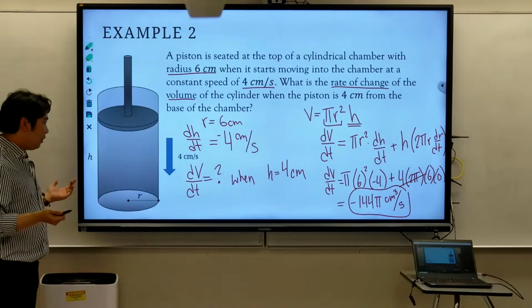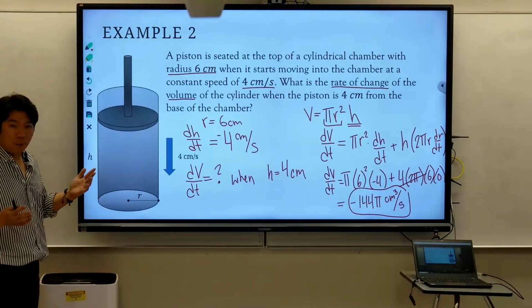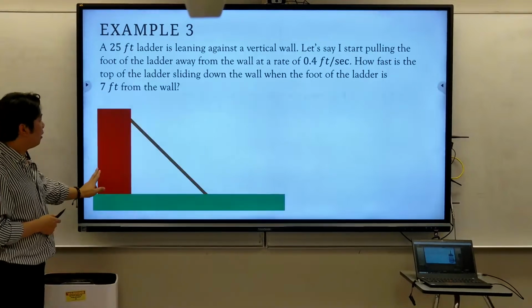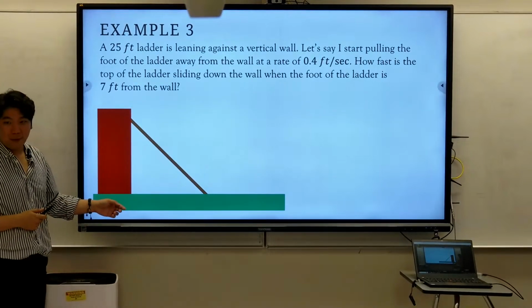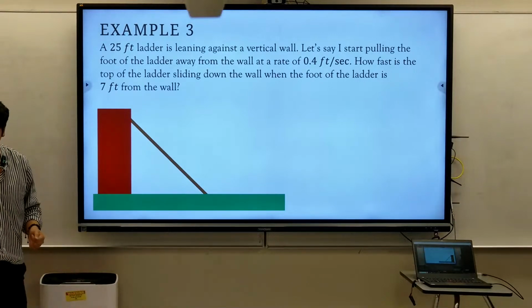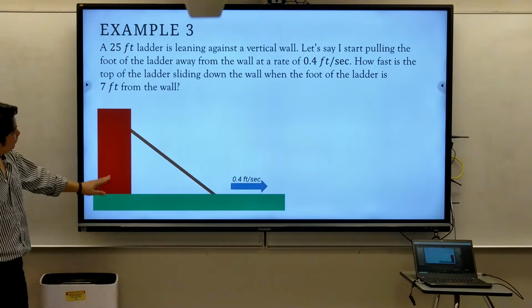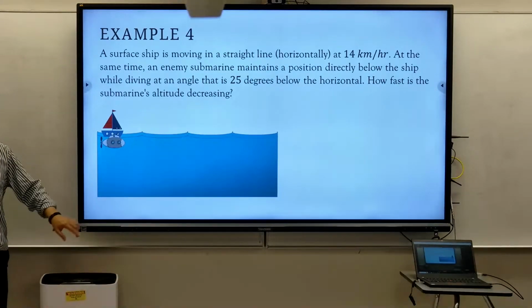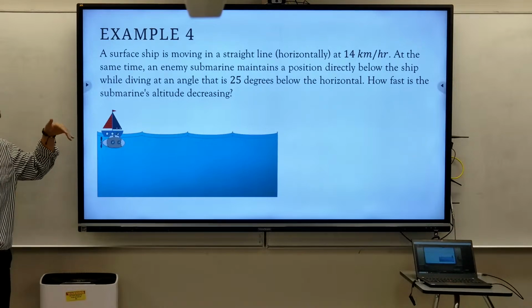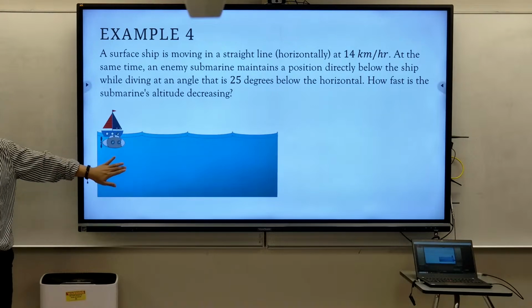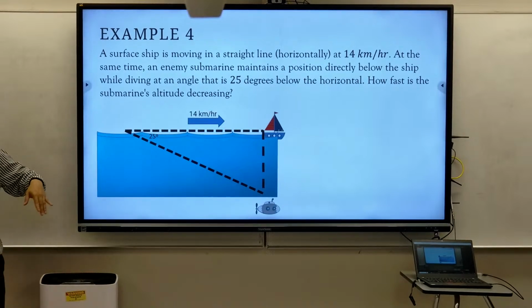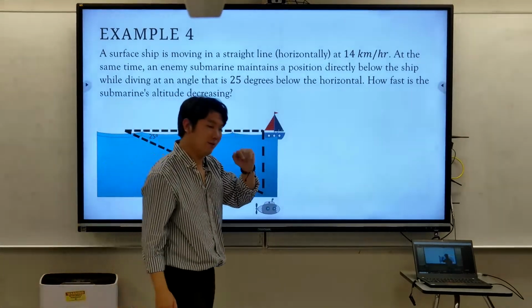All right, last thing I'll mention here, a preview of what we're going to do next time, tomorrow. Other things that we will be doing is the ladder problem. What happens if you pull the foot of the ladder away from the wall? And then we'll do the submarine problem. Let's say you have a ship and a submarine that travels directly underneath it, maintaining its position, but still diving at a 25-degree angle. We're going to do some calculations based off of this scenario.